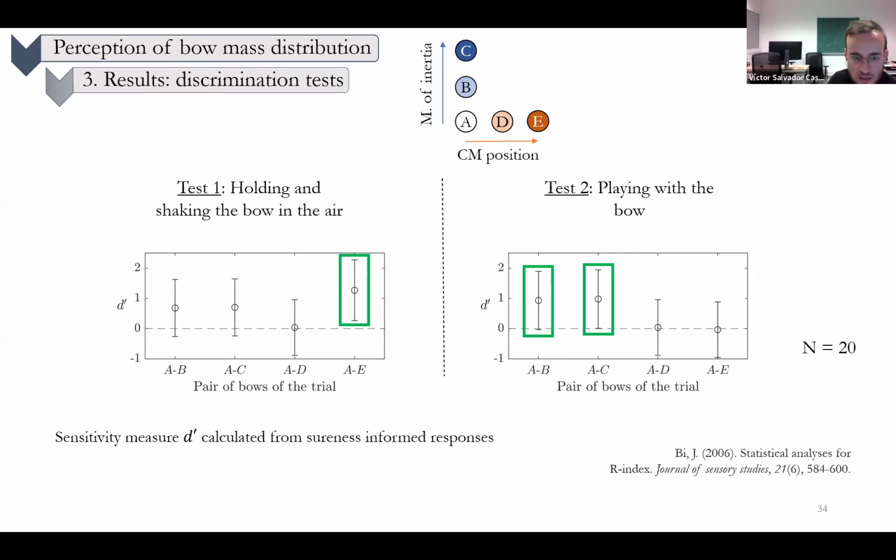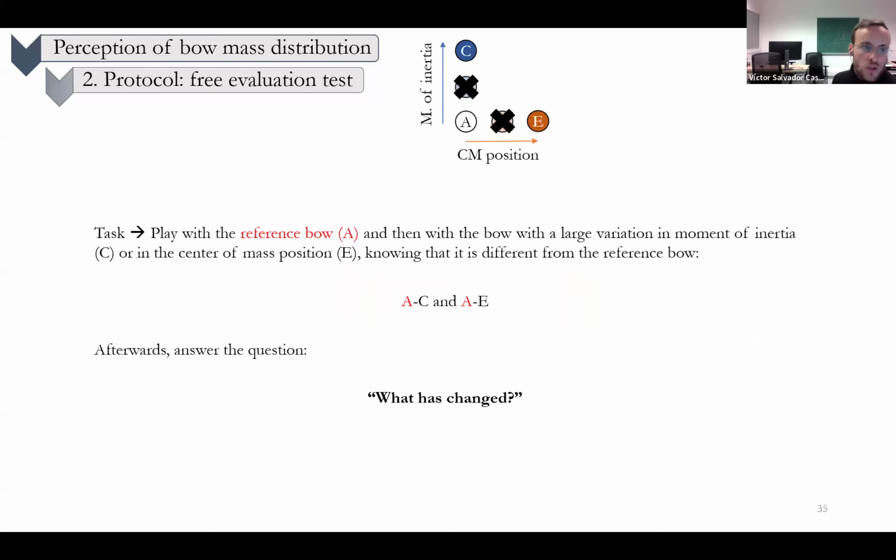Okay, so we see that at least when playing, the moment of inertia seems to be an interesting parameter to have a look at when we are adjusting the bow mass distribution. And then, since we wanted to check what they perceive as different, we performed this free evaluation test in which we asked them to give their opinion on what had changed when we move from bow A to bow C or from bow A to bow E.